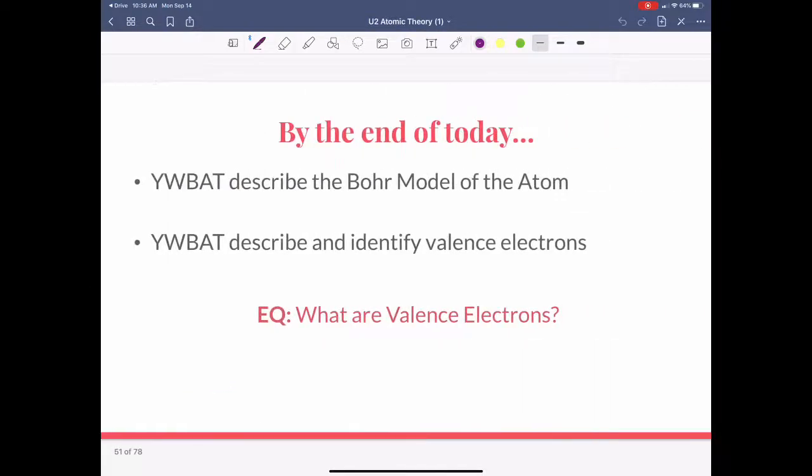Taking a look at what we're going to learn today, the Bohr model is going to help us understand what our valence electrons are, how those electrons are placed around the atom. And then you're going to be able to tell me what valence electrons are.